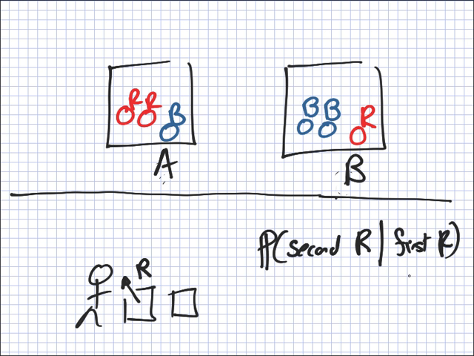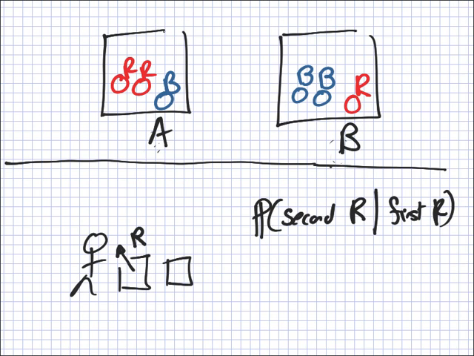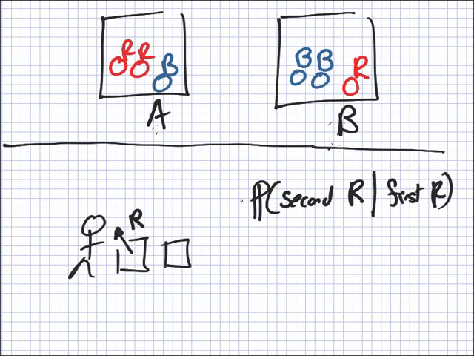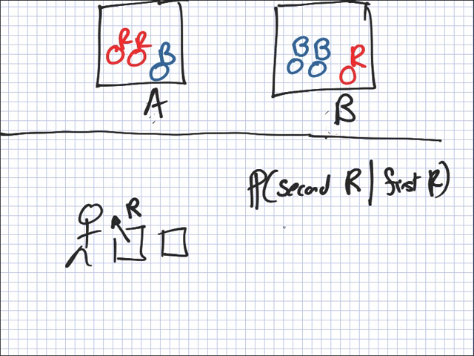It's different for both boxes. And you don't know which box you have, so you need to do a bit of thinking about that. We'll see it in a moment. So that's the question: what's the probability that the second one is red given that the first one is red? Calculate.